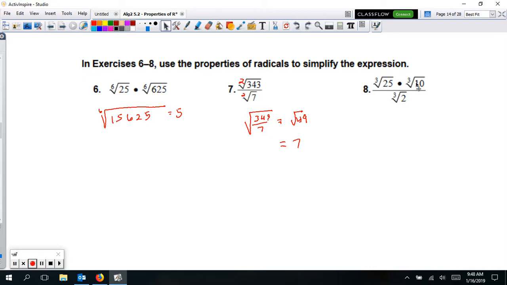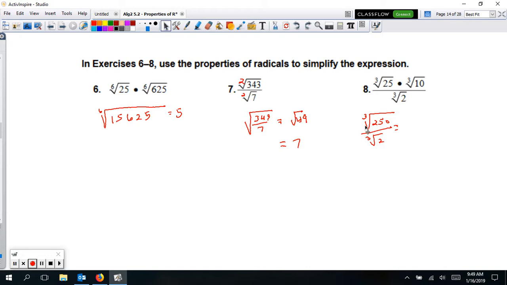Here's another one where we have kind of 2 problems in one. So we want to do the product on top, and then we have a quotient to do. So the product here on top, we can put this together. They're both cube roots, so 25 times 10, that's going to give us 250. And then we'll have the bottom part there, the cube root of 2.